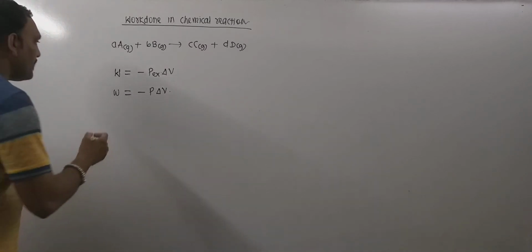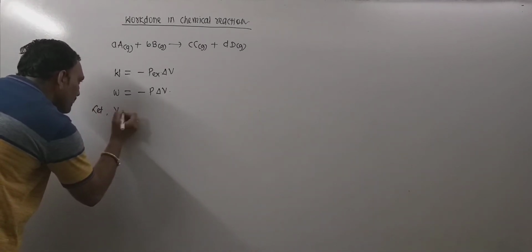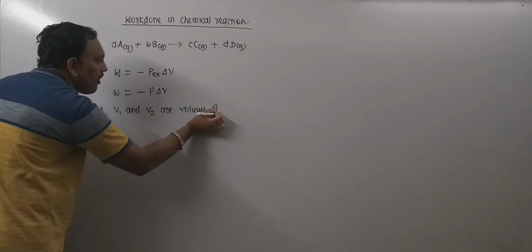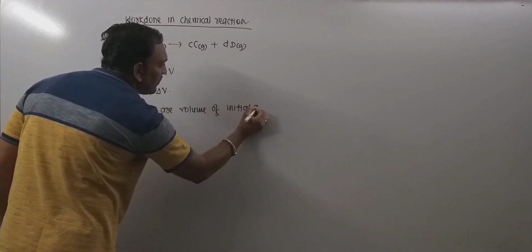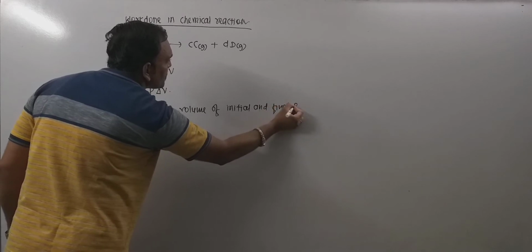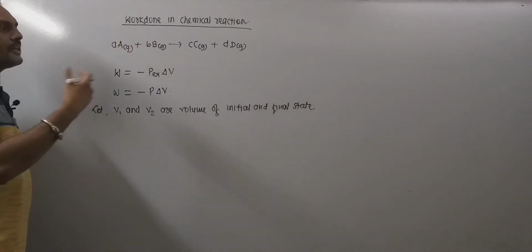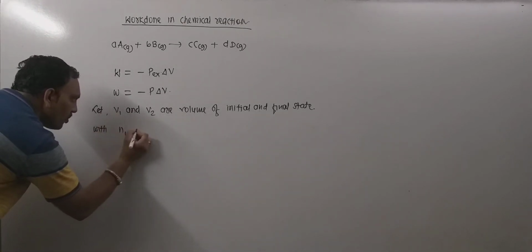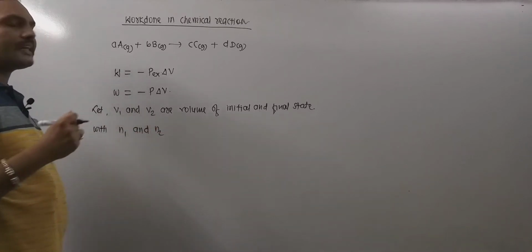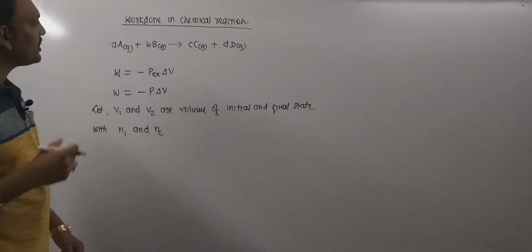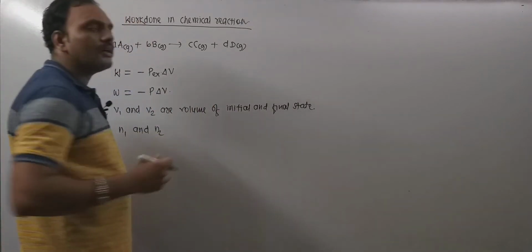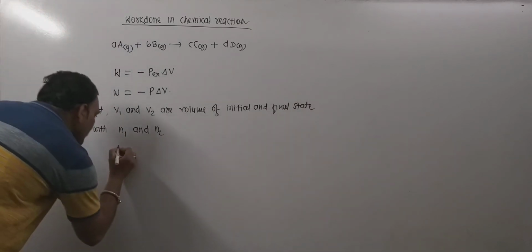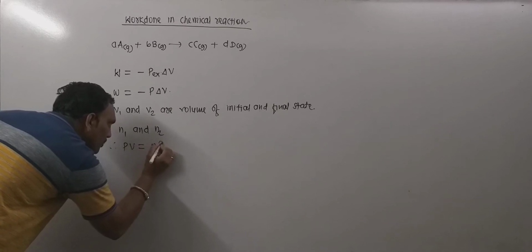Now let V1 and V2 be the volumes of the initial and final states, I mean that of the reactants and products respectively, with numbers of gaseous moles n1 and n2, that is n1 the number of gaseous moles of reactant and n2 the number of gaseous moles of product respectively. Then according to the ideal gas equation, one can give PV is equal to nRT.